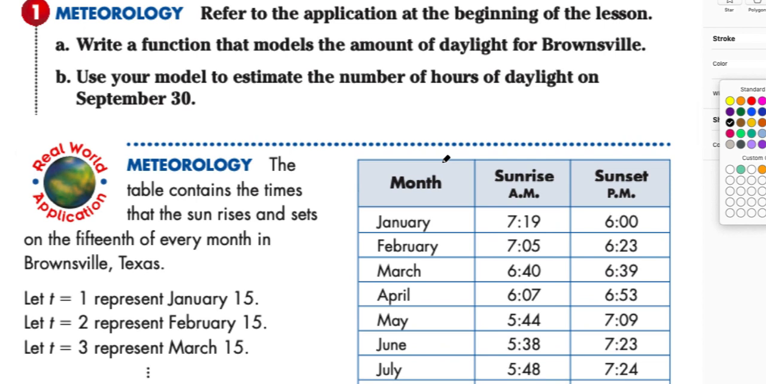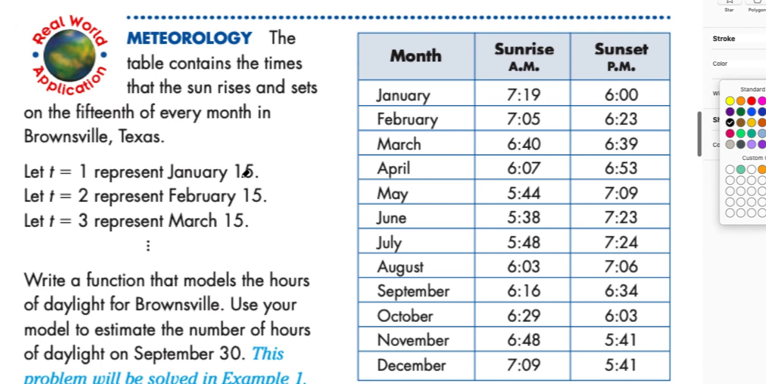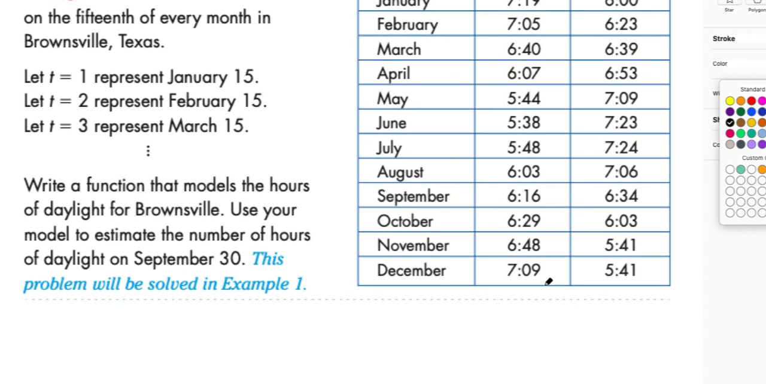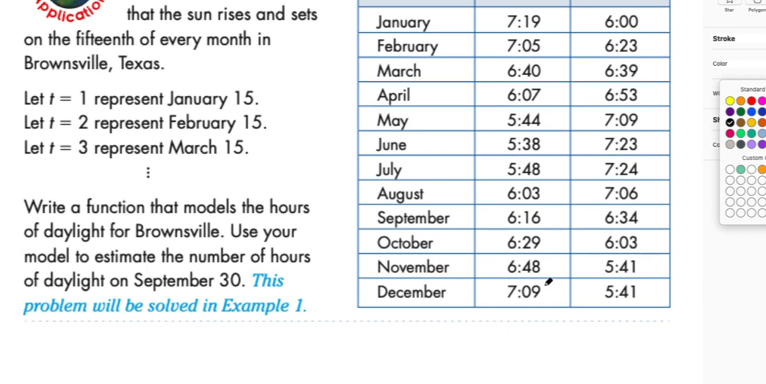This example refers to the amount of sunrise and sunset in Brownsville, Texas. And basically what we see is that on the 15th of every month, the sunrise and sunset was measured throughout an entire year. And that information is recorded here. What we're supposed to do is to find the difference between these two values, meaning the amount of hours of sunlight per installment or per bit of information.